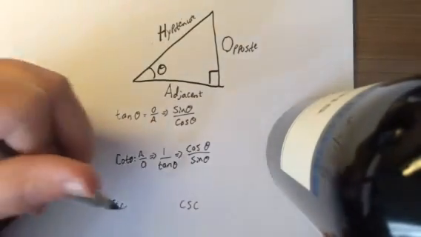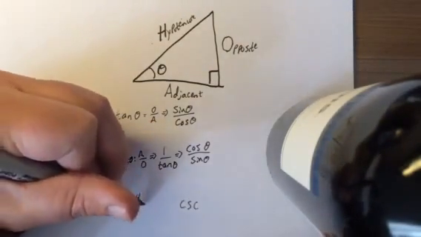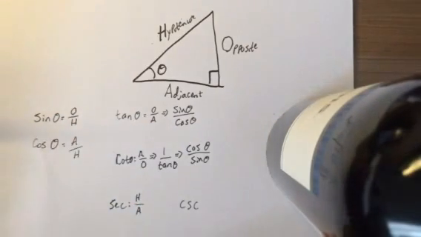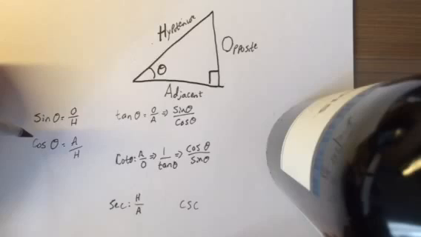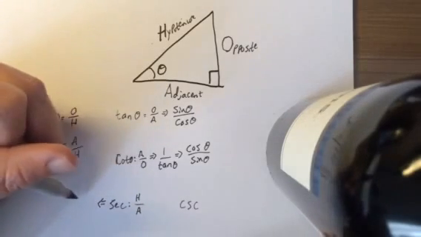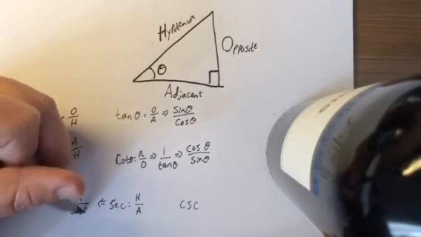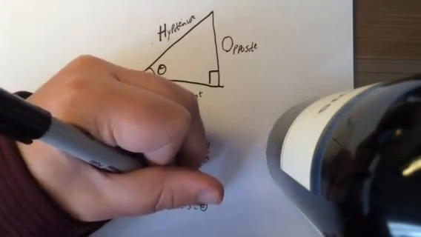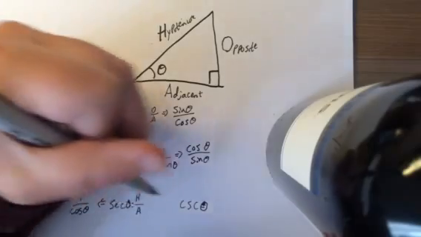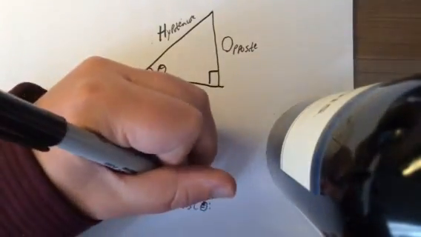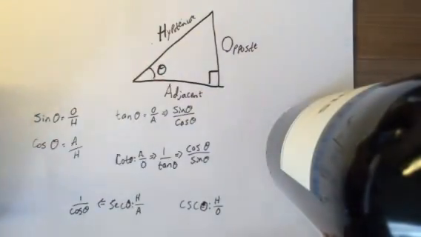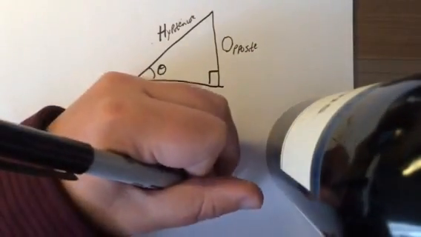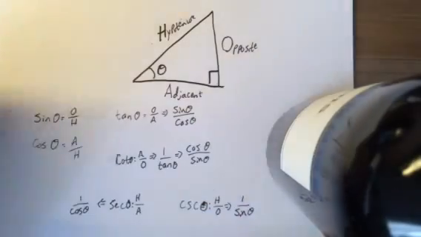There we go. Secant is hypotenuse over adjacent. Well, that's just the opposite of my cosine. So secant is the same thing as 1 over cosine theta. Cosecant of theta is hypotenuse over opposite. Well, that's just the opposite of my sine, so that is 1 over sine theta.